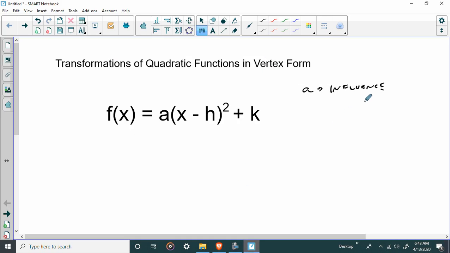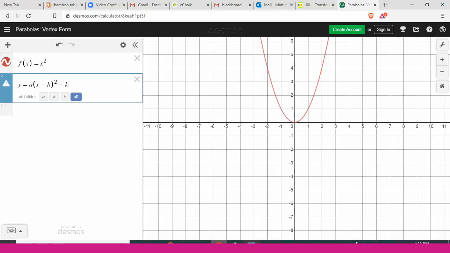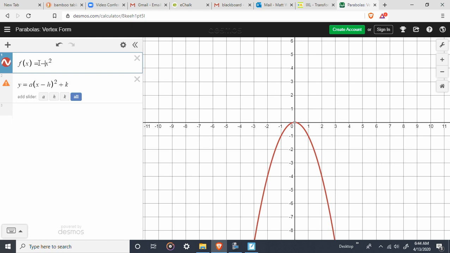The A is going to influence whether it opens up or down, and essentially how steep it is. We are not really worried about the steepness today. We'll talk about what it is, but for today, we're not worried about how steep it is. We are more worried about negative H and K today, okay? So again, if A is positive, it's going to open up. It's going to look something like that. If A is negative, it'll look something like that, and it'll open down. If you think about this, a smile, happy face, is positive, sad face is negative. Okay, so we'll talk about that as we go through it.